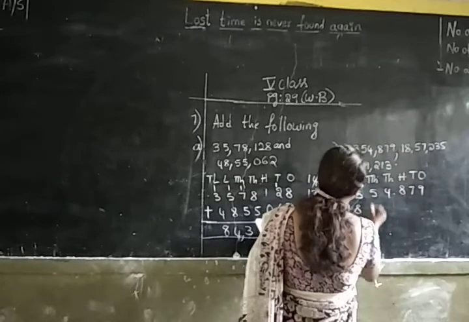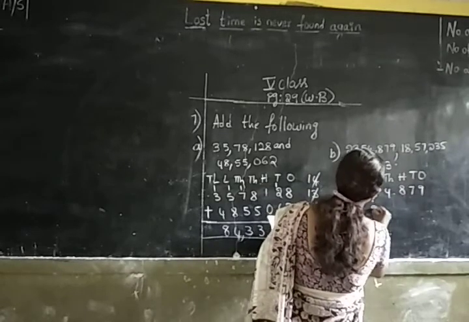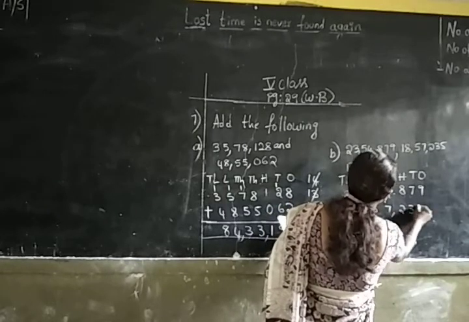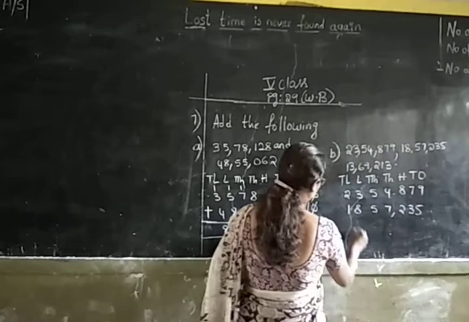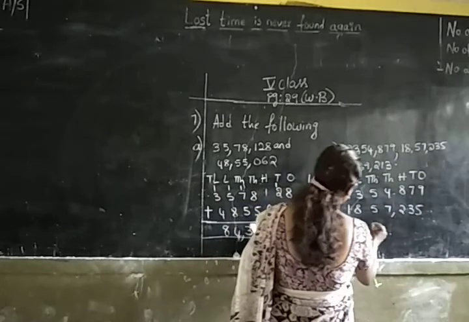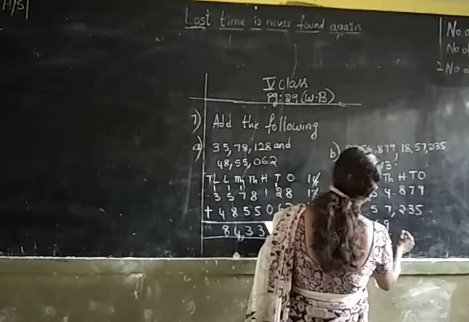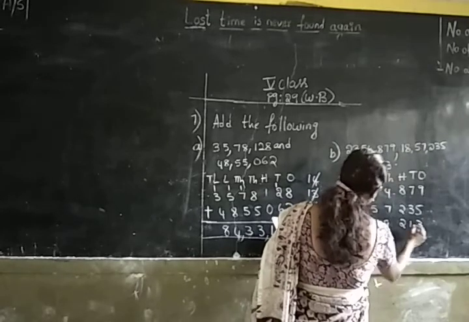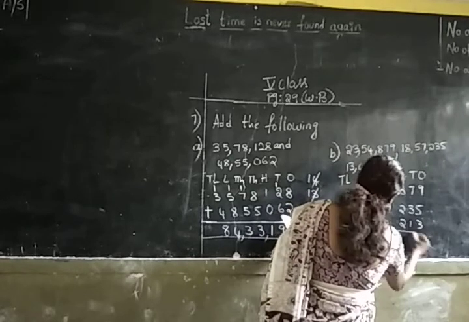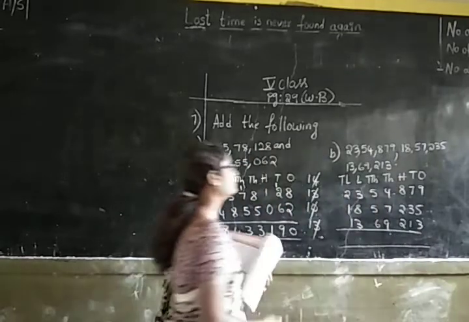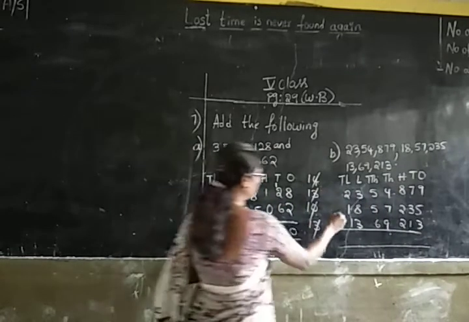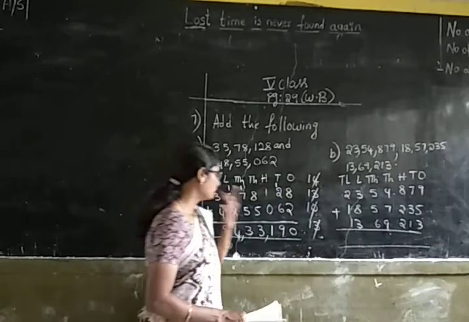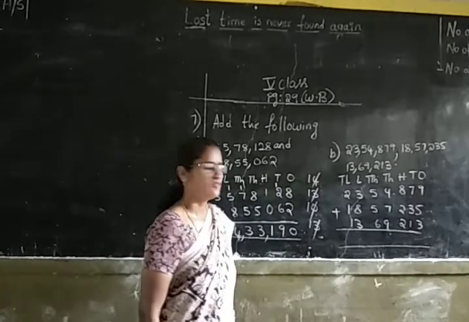23,54,879. 18,57,235. 13,69,230. After arranging the numbers in columns, here we have arranged three numbers in columns. After arranging the numbers in columns, we have to add the numbers from ones place.